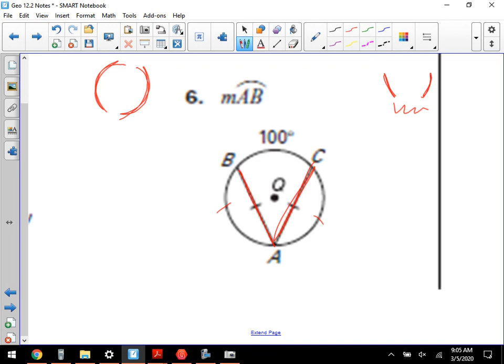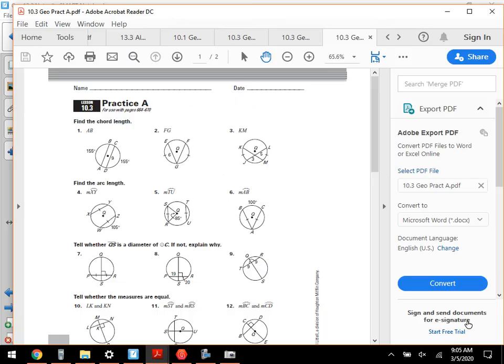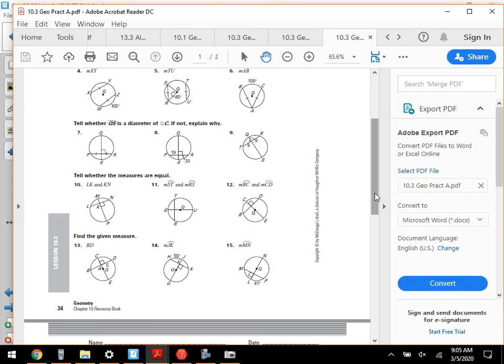The next grouping, same deal. Let's see which one is this. If it's a diameter, remember, if it's going to be a diameter, it's going to be perpendicular and it bisects the chord. Is it perpendicular and bisecting on 7? Yes. Is it perpendicular and bisecting on 8? Yes.